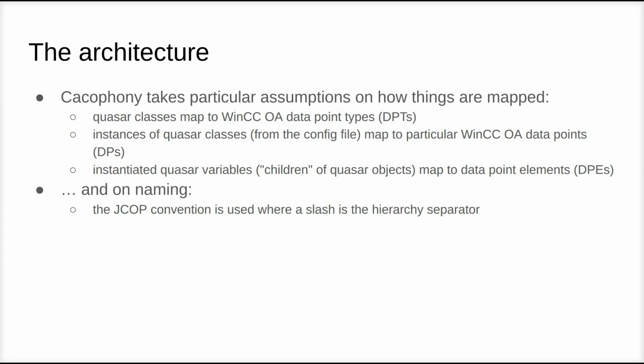And then regarding naming, Cacophony takes the so-called Jacob convention, which is that the slash is the hierarchy separator. So if you have a parent and a child object, then in the naming, they will be separated by a slash, and I think an example will follow soon.